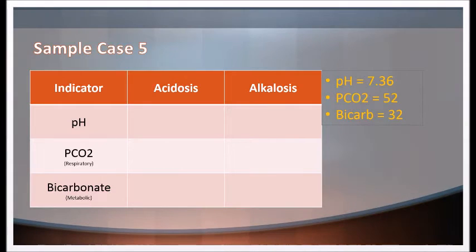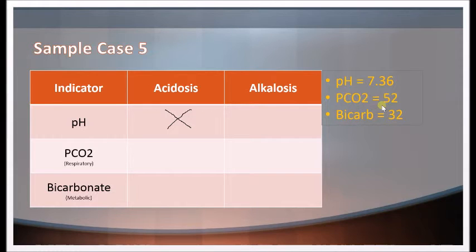Example number 5. So again, pH 7.36, PCO2 52, bicarb 32. Again, looking at the pH 7.35 to 7.45. Now pH actually falls within normal range, right? It's 7.36, so it falls between 7.35 to 7.45. However, remember that I told you the true neutral pH is 7.40, right? So in this case, pH will still be slightly acidotic because it's less than 7.40, right?